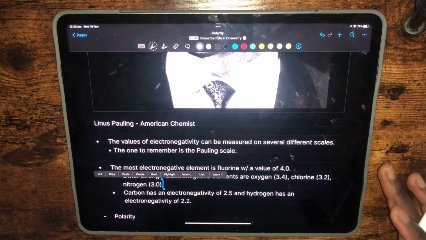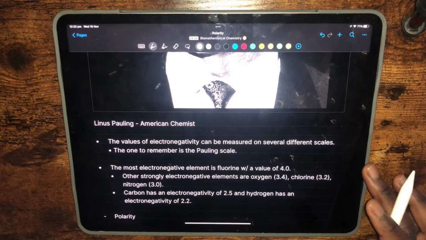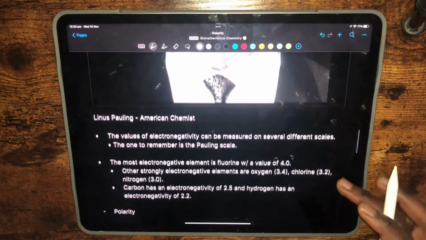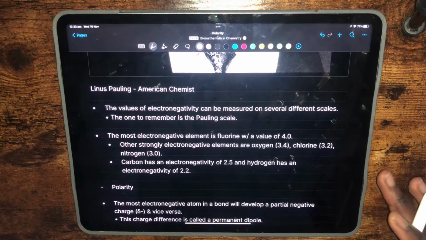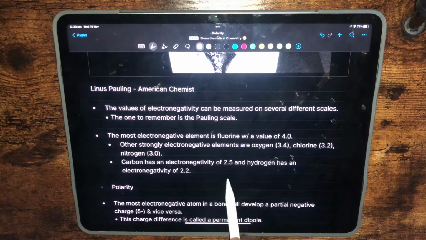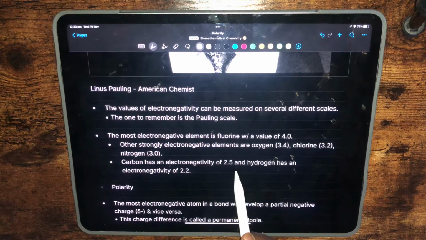The most electronegative element is fluorine, which has a value of 4.0. Other strongly electronegative elements are oxygen, which has 3.4, chlorine 3.2, and nitrogen, which is 3.0. Carbon has an electronegativity of 2.5, and hydrogen has 2.2. So you can clearly see that, as I said before, carbon-hydrogen bonds are not very polar, because there is such a low difference in electronegativity. It's a very non-polar bond. If it was a carbon-fluorine bond, that's a massive difference in electronegativity.